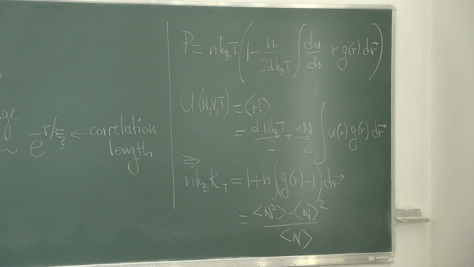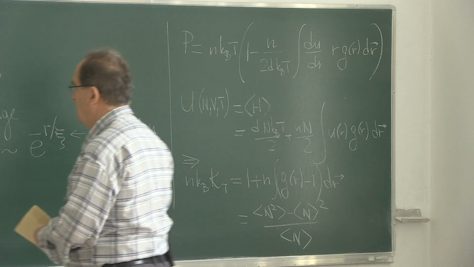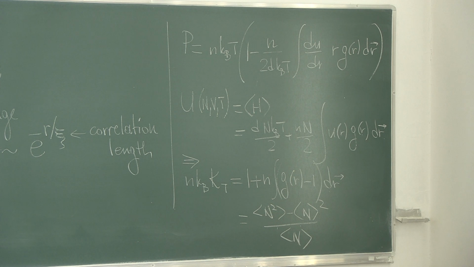Now let's look at the experiment through which you can measure G of R. Extremely important, I think. Such a useful quantity. How can it be measured? By doing an experiment.